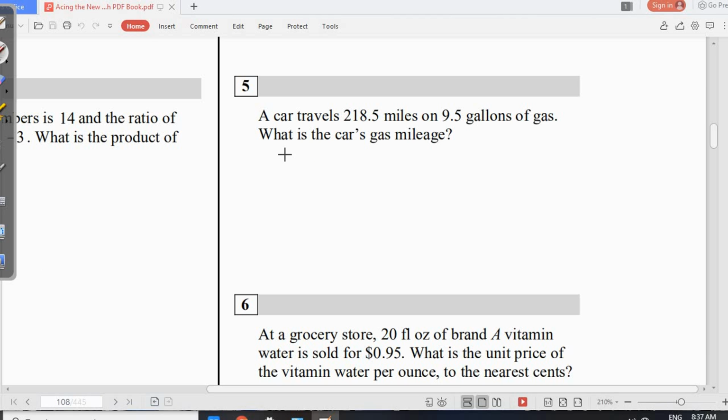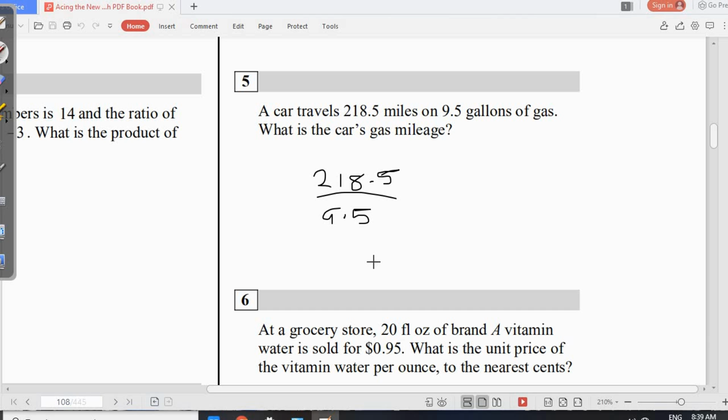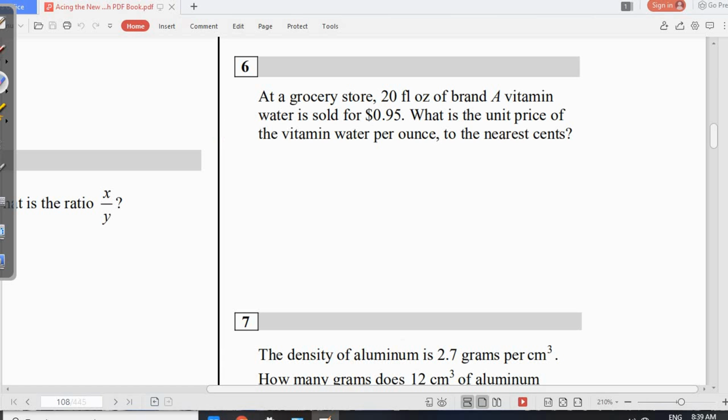So we have this: a car travels 218.5 miles on 9.5 gallons of gas. What is the car's gas mileage? So we're running 218.5 miles divided by 9.5. And when you do that, you're going to get 23. It's a very simple question. 23 miles per gallon. That's what I mean.